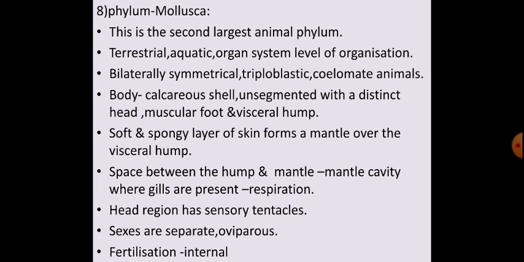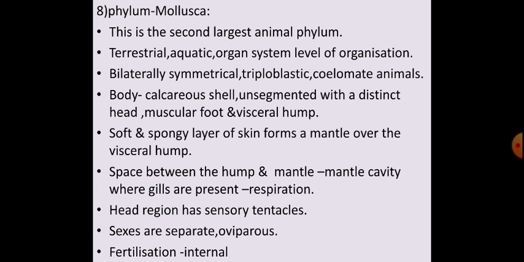Then over the visceral hump you can find the soft layer of skin. The space between the visceral hump and the mantle is called the mantle cavity, and in this cavity gills are present, and these gills are used for respiration of these particular animals. I hope you understood.